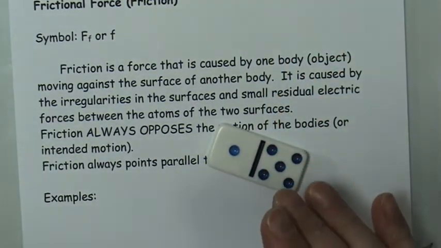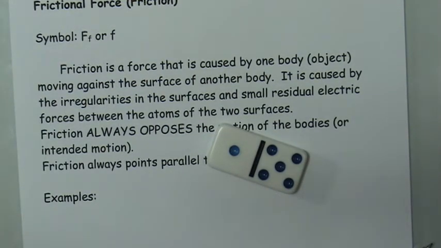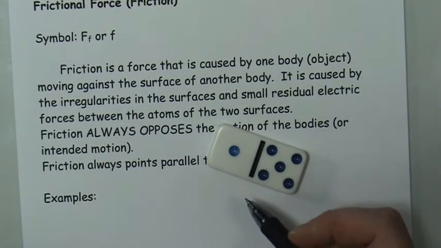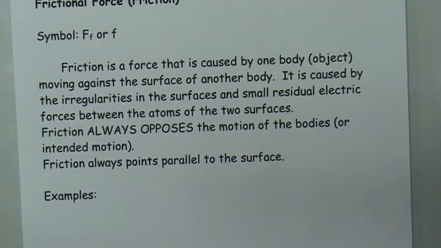So no matter what I do, whether the object is actually moving or not actually moving, if I am putting a force to it, I'm trying to make it move, then there is going to be a frictional force, and that frictional force is always going to oppose whatever direction of motion that you're attempting to move the thing along.